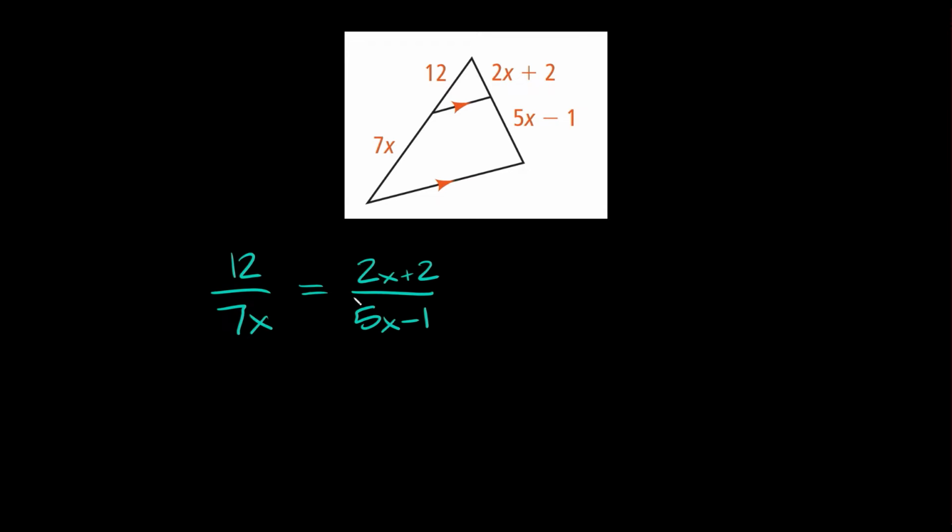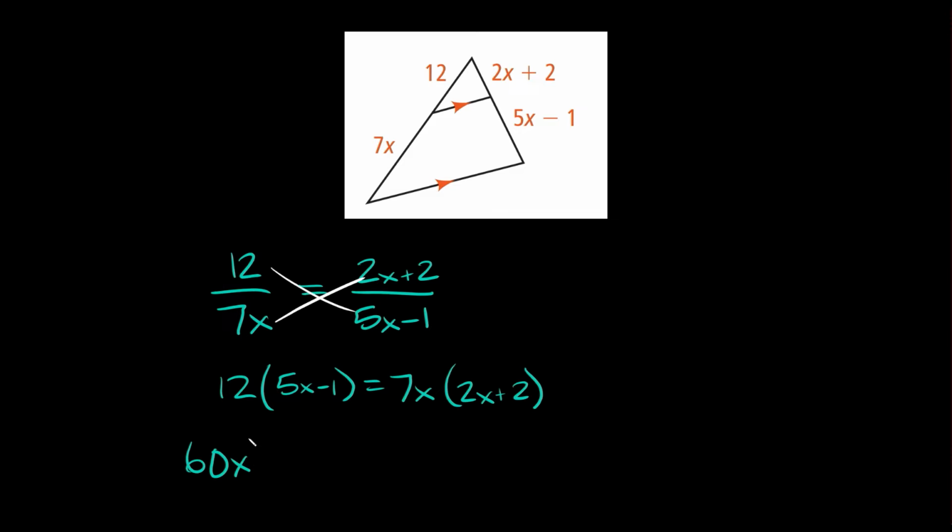Okay, so again, we just need to cross multiply. So first of all, we have 12 times 5x minus 1, and that's going to be equal to our other cross, 7x times 2x plus 2. Now if we distribute first on the left side, 12 times 5x is equal to 60x. So we get 60x, and then 12 times minus 1 is negative 12, or minus 12. And that's equal to 7x times 2x, which is 14x squared. And 7x times 2 is 14x, so plus 14x.